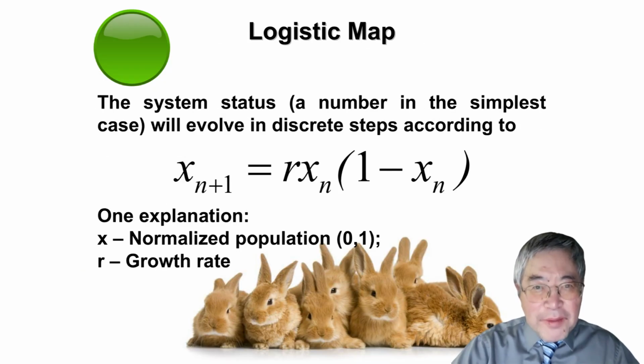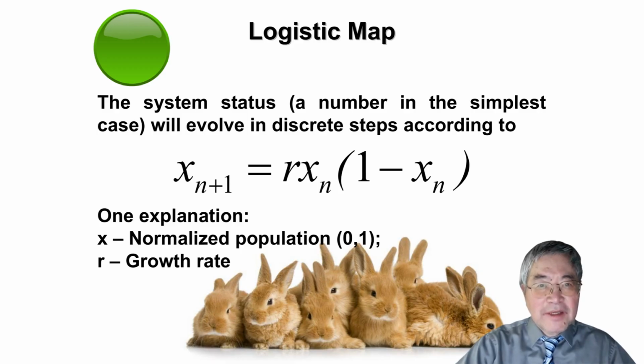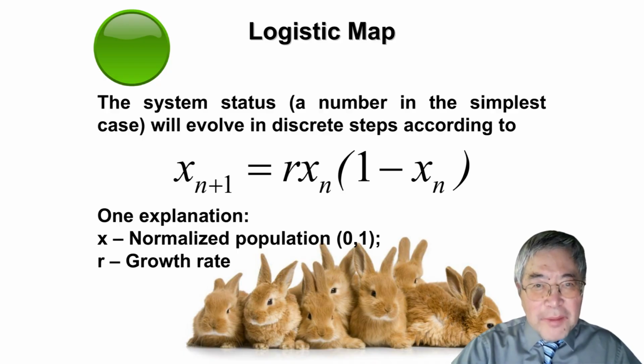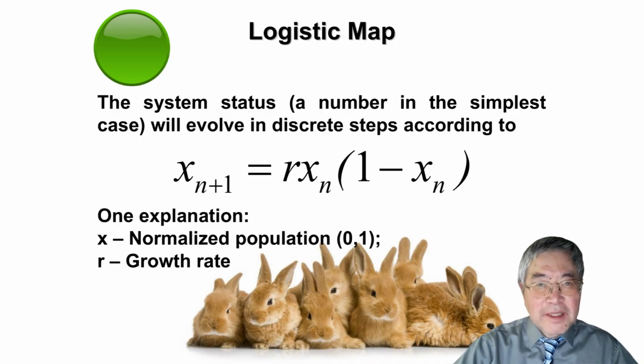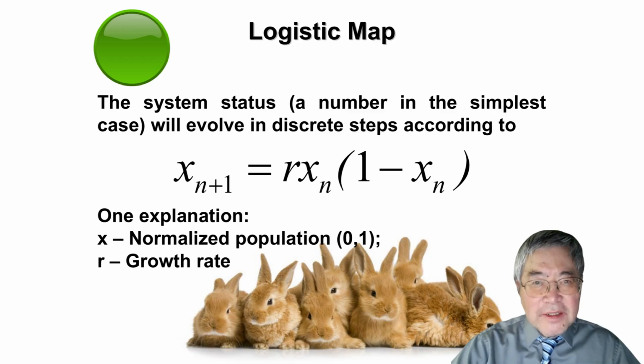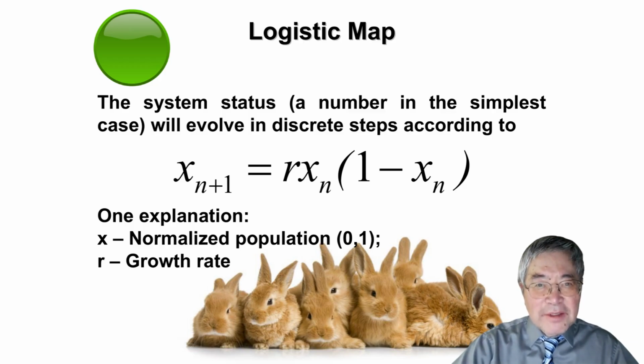One famous example of a nonlinear system that we give here is the logistic map. This is a simple but powerful mathematical model that helps explain how a population, such as a group of rabbits, can change over time. Let's take a look at the equation on this slide. It shows that the population at the next step depends on two things: the population at the current step and a growth rate factor, r.